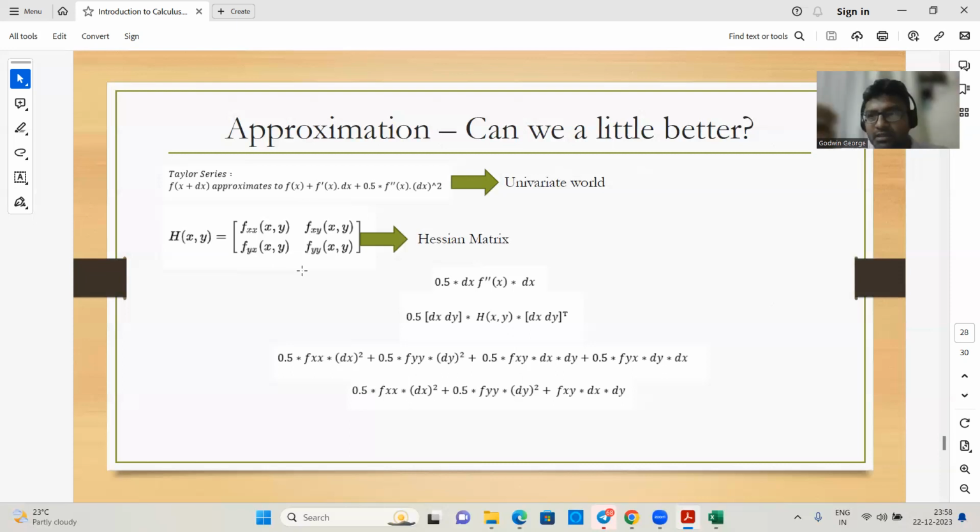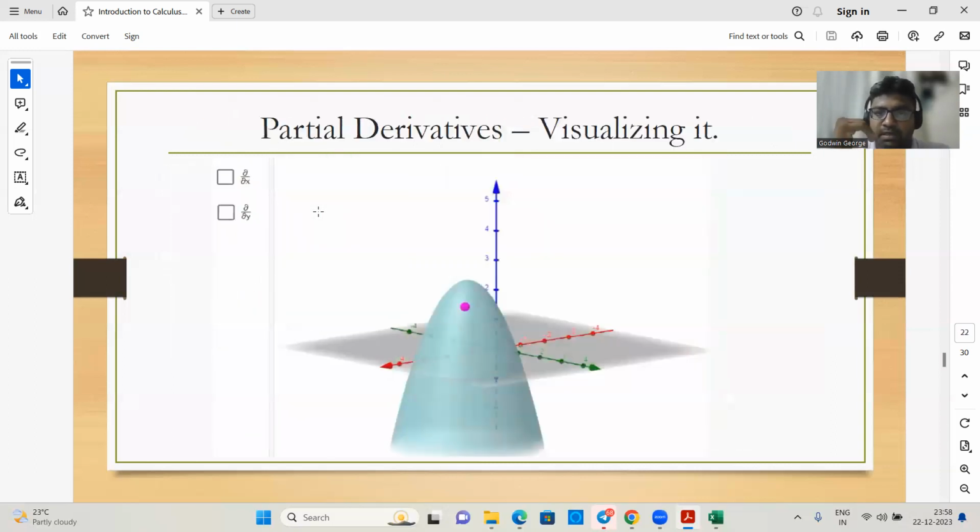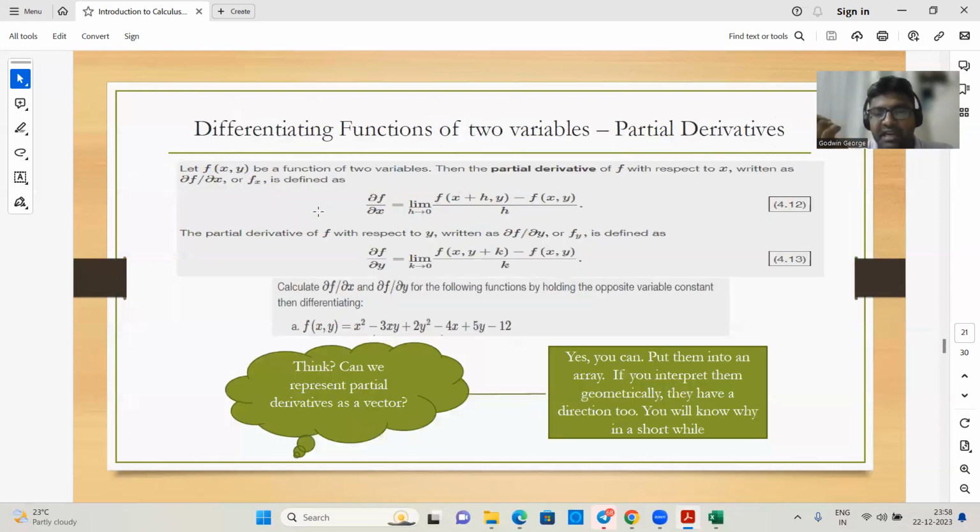We see one question. When we say partial derivative, it is like differentiating with respect to x or y. For example, you have two variables. Or if you take three variables, we are differentiating with respect to one and the other two are kept constant.